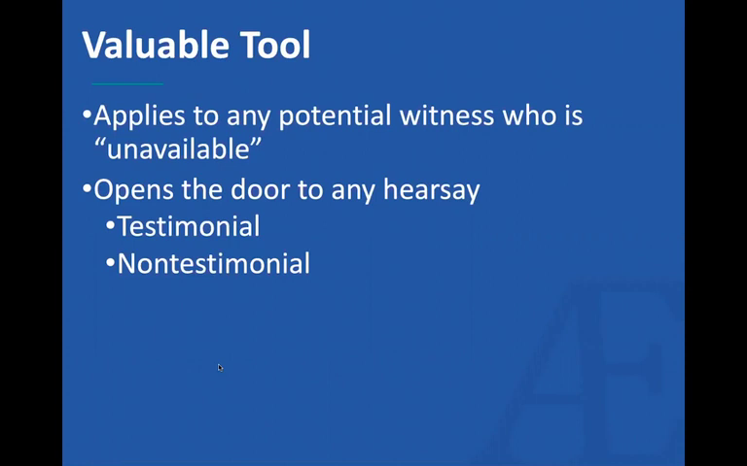So it applies to any potential witness who is unavailable. So any witness or a potential witness. There are some cases, a lot of them drug cases, where there's a confidential informant, and when they learn he's informing, he is murdered. Even though there was no case pending, they've been able to get the statements of the confidential informant in because they demonstrate he was murdered to prevent him from testifying. And it opens the door to any hearsay, non-testimonial or testimonial. So it doesn't matter what that is.